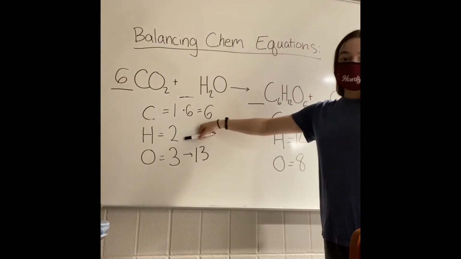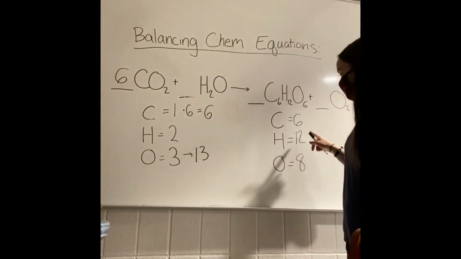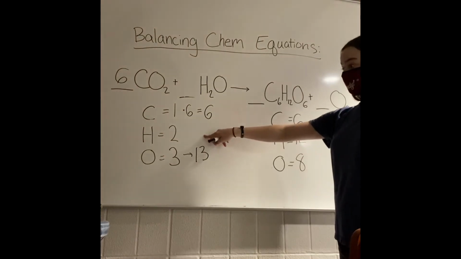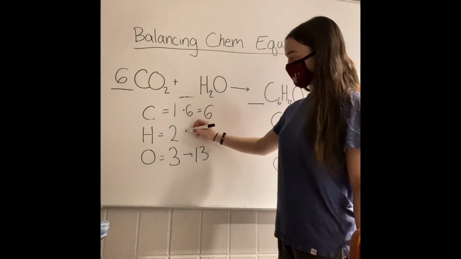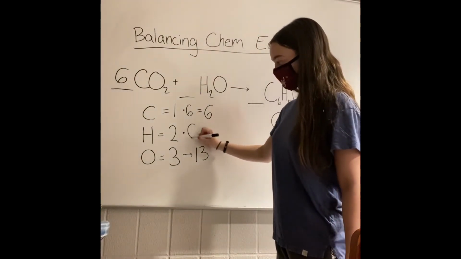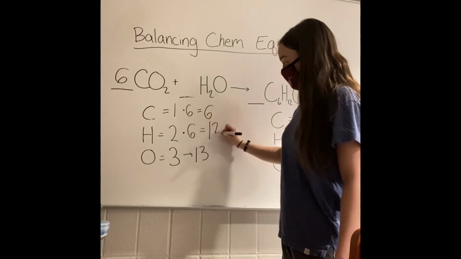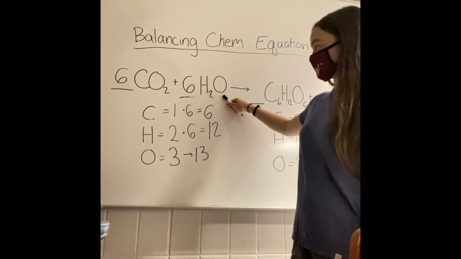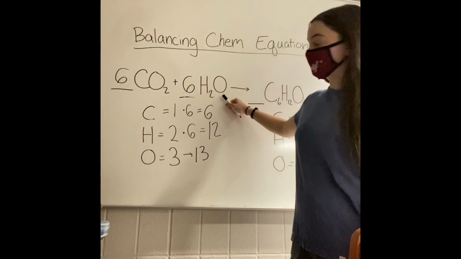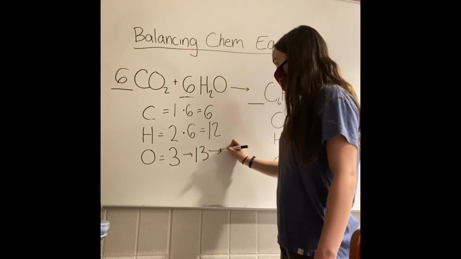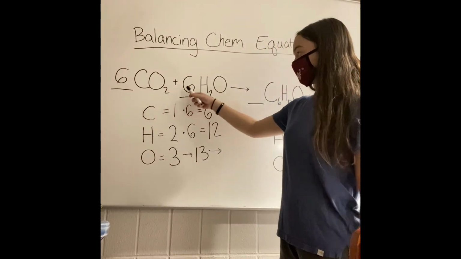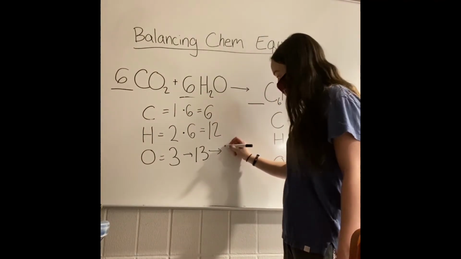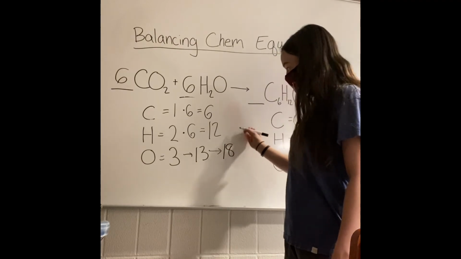Next, we're going to balance the hydrogen. So we need 12 hydrogen on this side. So 2 times what is 12? 6 equals 12. So we put a 6 here. That changes the number of oxygen on this side again. So now we will have 6 times 2, 12, plus 6. We'll have 18 oxygens on this side.